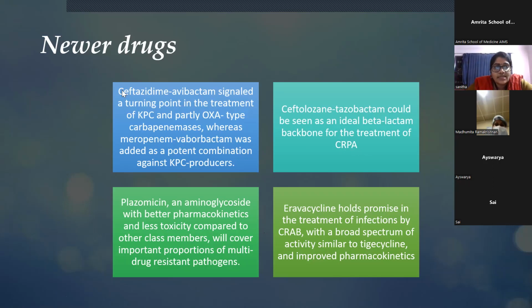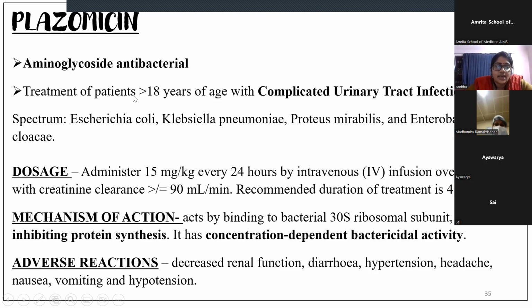So fosfomycin, it's an aminoglycoside antibiotic which is useful for complicated urinary tract infections, and the spectrum is gram-negative spectrum, that is Enterobacteriaceae. Then its mechanism of action, it's an aminoglycoside, so it binds to 30S ribosomal subunit. It's a protein synthesis inhibitor, and it exerts concentration dependent killing. That means higher the concentration above the minimum inhibitory concentration, better will be the bactericidal property.